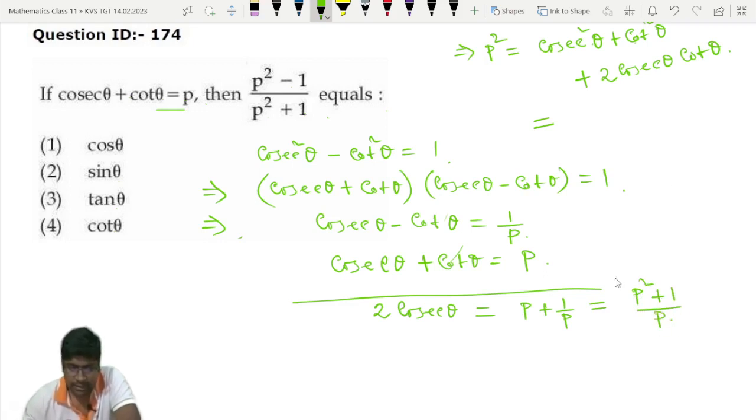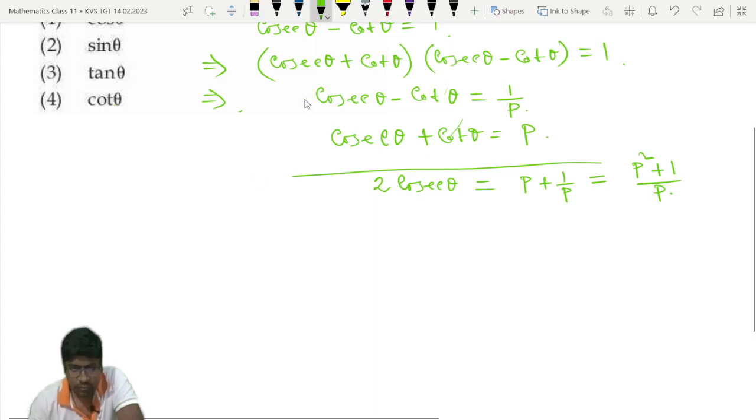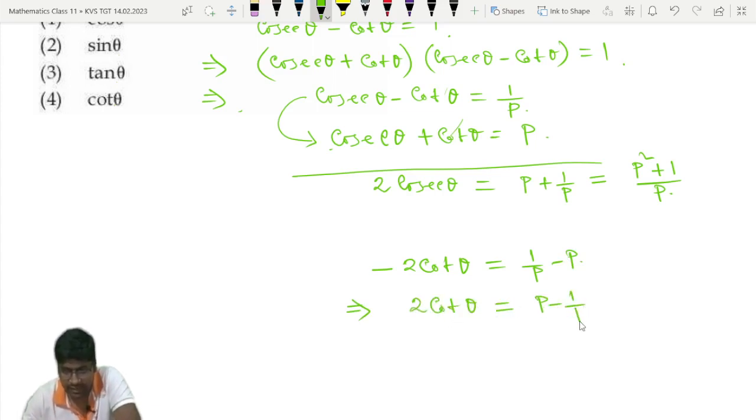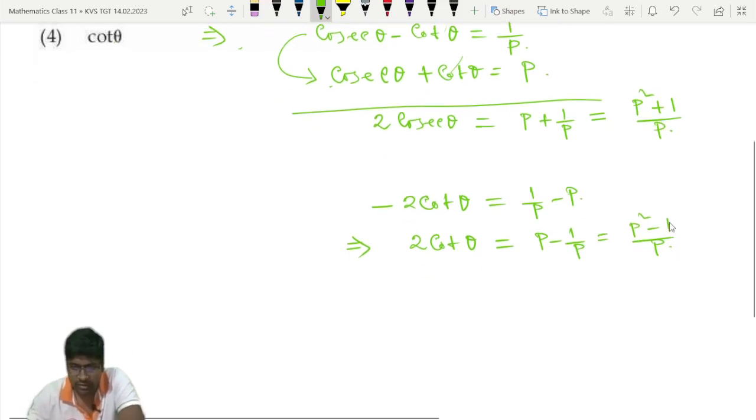Again, if we subtract them, the second equation we are subtracting from the first equation, then cosec theta will be cancelled, and we will get minus 2 cot theta will be equal to 1 by p minus p. So 2 cot theta we will get p minus 1 by p, that is equal to p square minus 1 divided by p. Is it okay? So 2 cosec theta and 2 cot theta we have got.